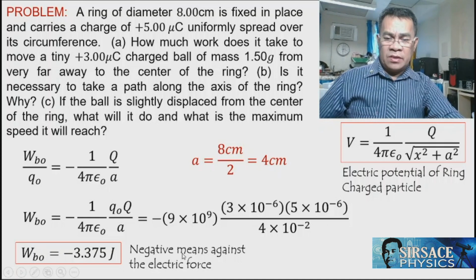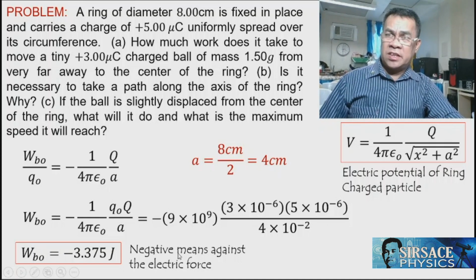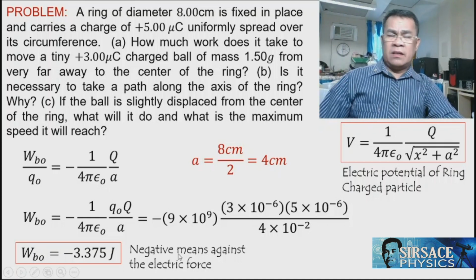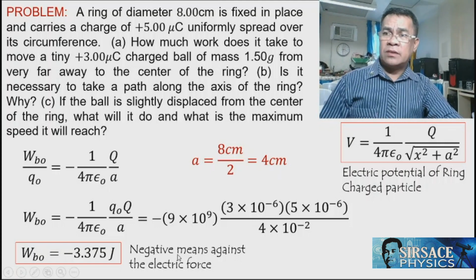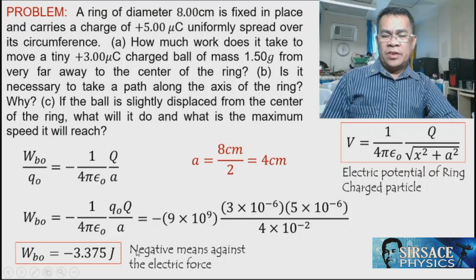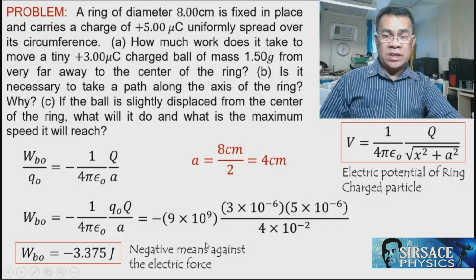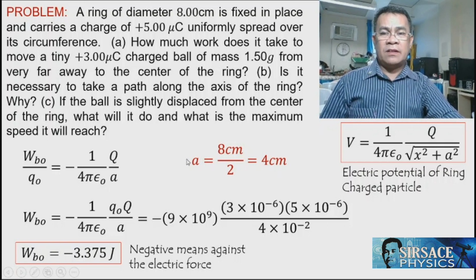This means that you are moving against the electric force. It is like water flowing towards you and you want to move upstream, so you have to exert more effort. So in order to arrive at the center, you need a negative work done of 3.375 joules. This is the answer for letter A.